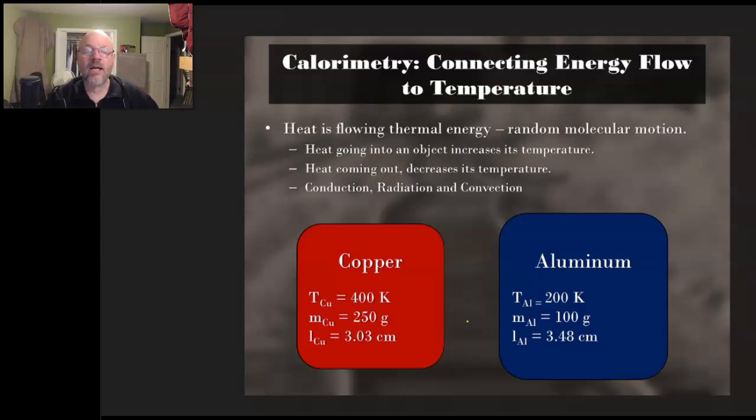Okay, so when we talk about calorimetry, we're talking about connecting how much heat is going into or out of an object with the change in temperature of that object. We're going to be using in our examples a couple of imaginary blocks. One's a copper block and one's an aluminum block. You can see there the copper block's at 400K to begin with, and the aluminum's at 200K to begin with.